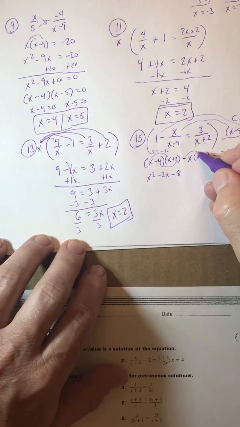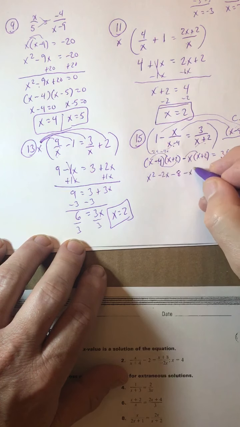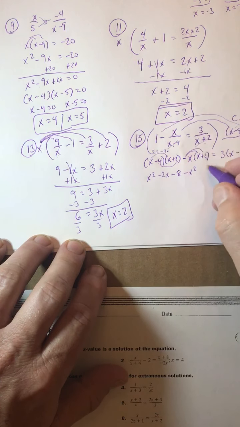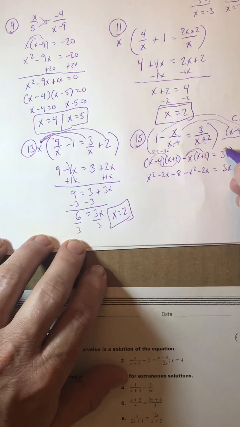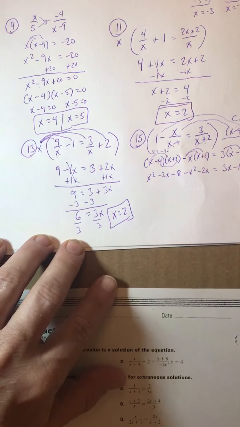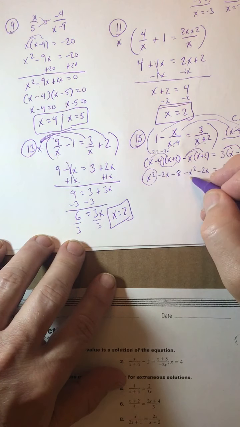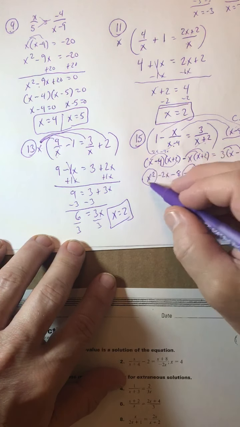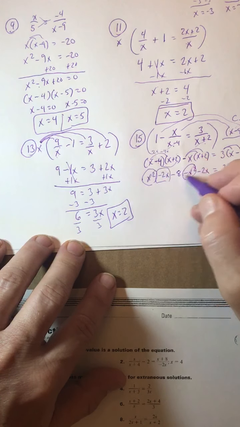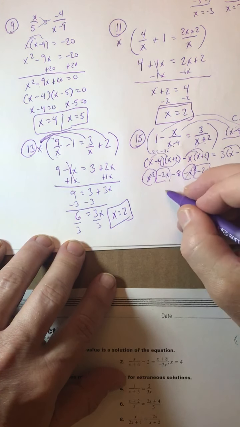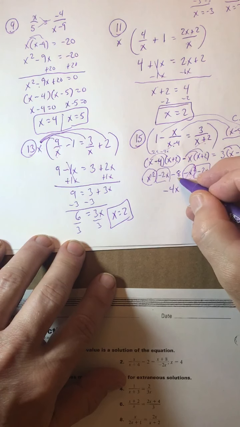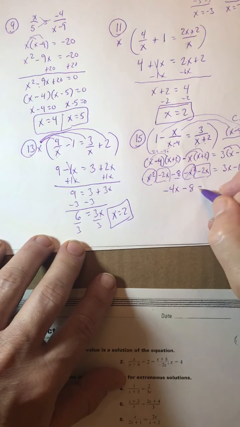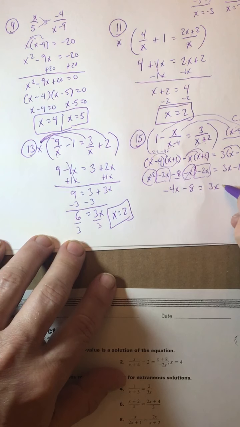And then negative x times x gives me a negative x squared. Negative x times 2 gives me a negative 2x. And then 3 times x, 3x. 3 times negative 4, negative 12. All right, so now we've got to combine our like terms. We have an x squared and a negative x squared. They cancel out. I got a negative 2x and a negative 2x. That gives me negative 4x. I got a minus 8. And then I got equals 3x minus 12.